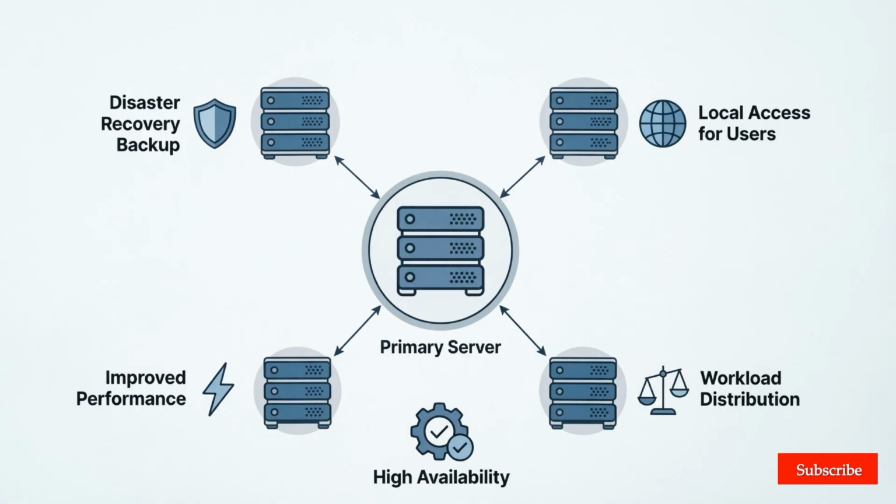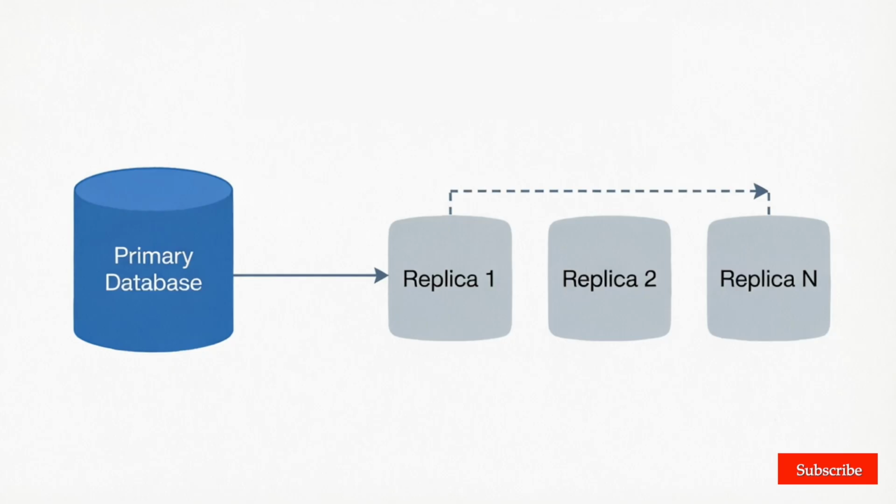Replication is important because it keeps services available even if one server fails. It also provides backup copies for disaster recovery, allows users to access data from nearby servers, distributes workload among multiple servers, and improves overall system performance.